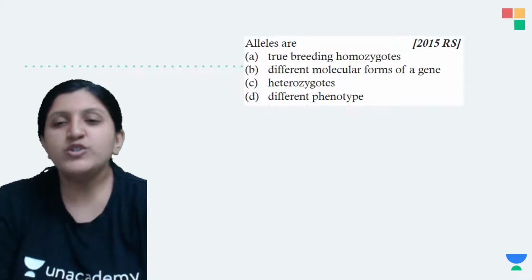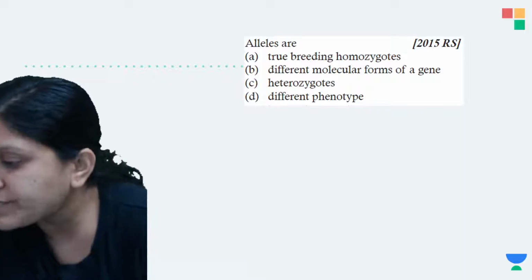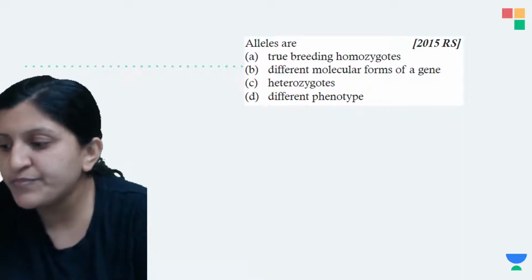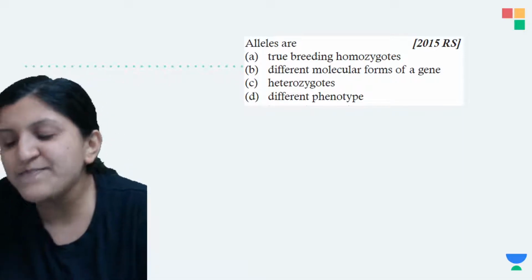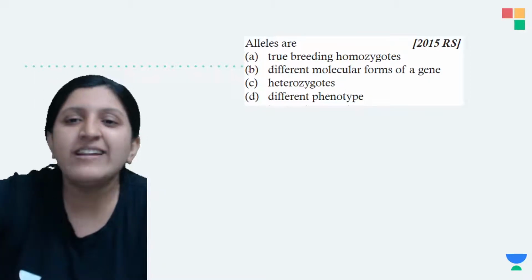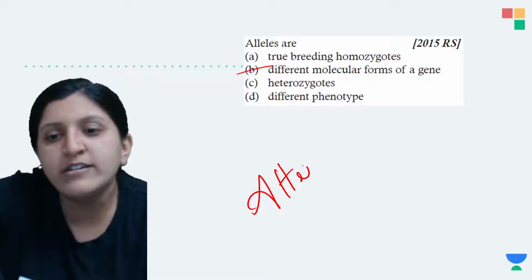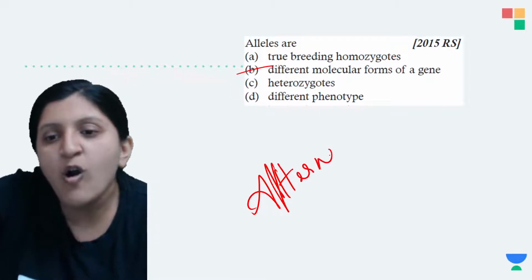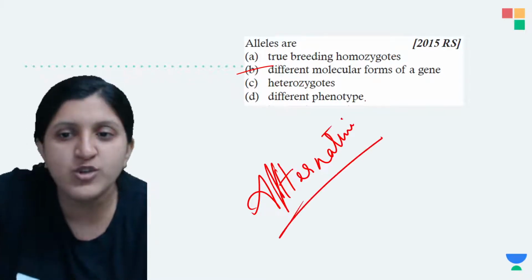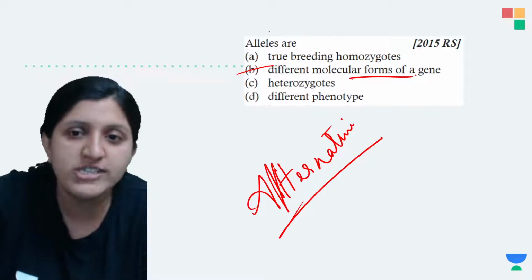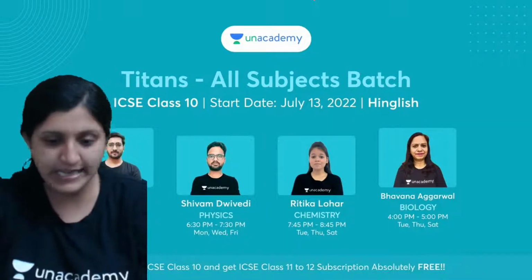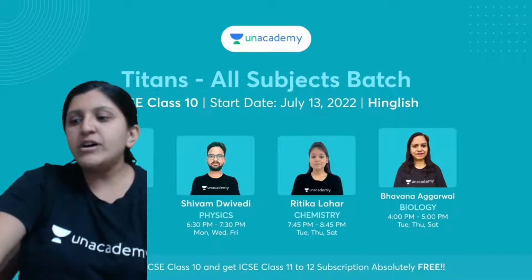All right, so alleles are what? No idea on this? Is that clear, Prince? Alright, alleles are the different molecular forms of genes, which we also call alternative forms of the genes. Different molecular forms of the genes are nothing but the alleles.